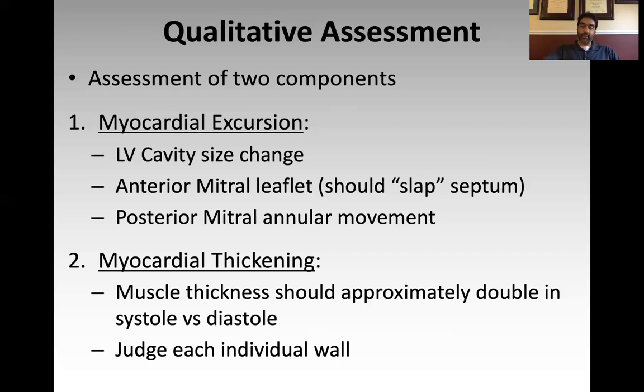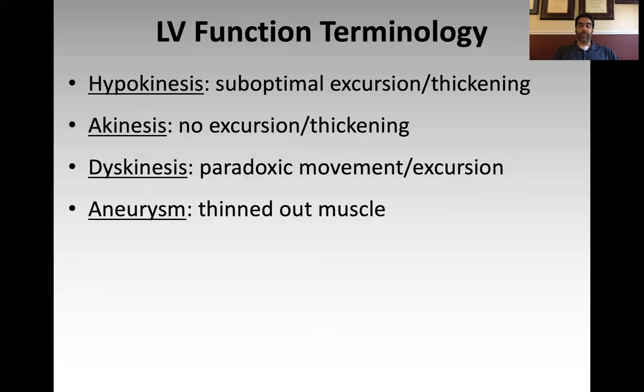Okay, so again, excursion, which includes cavity size change, anterior mitral leaflet excursion, and posterior mitral annular movement. And then you look at thickening of the muscle. It should almost double in thickness. So that's your qualitative assessment of LV function.